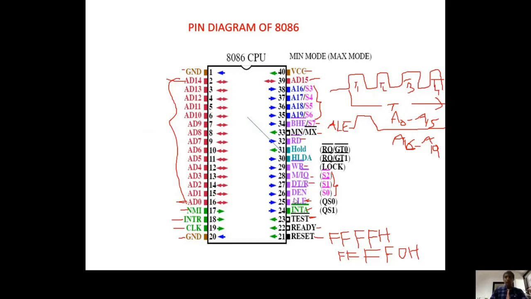Then the other is DEN bar, data enable bar. This is also very important. If the signal is activating, then only data is enabled. Otherwise, the data is disabled, so we are not performing any data accessing. For minimum mode operation, DEN bar should always be enabled. It is enabled by giving 0. Then ALE, which I already explained, separates the multiplexed address and data lines, and similarly address and status lines, into pure address lines and data lines or status lines.